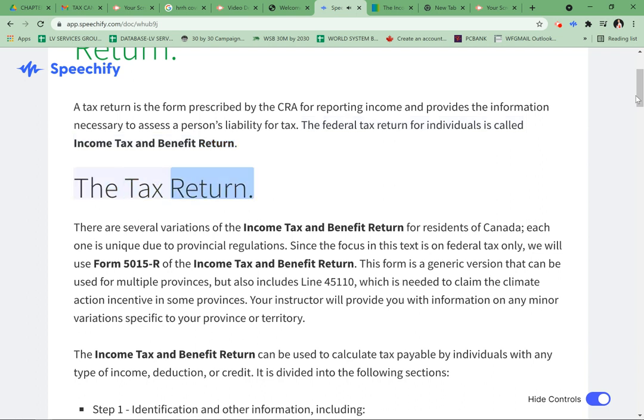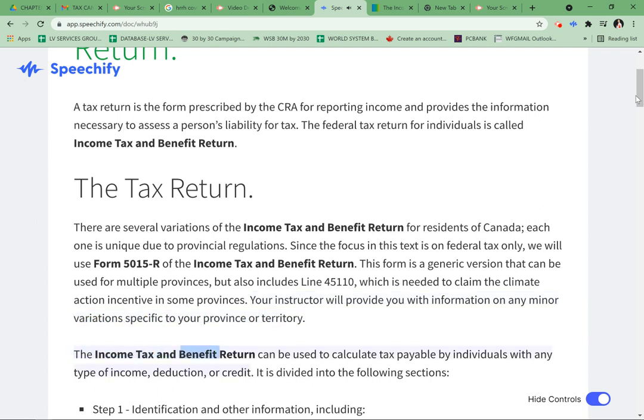The tax return. There are several variations of the income tax and benefit return for residents of Canada. Each one is unique due to provincial regulations. Since the focus in this text is on federal tax only, we will use Form 5015R of the income tax and benefit return. This form is a generic version that can be used for multiple provinces, but also includes line 45110, which is needed to claim the climate action incentive in some provinces. Your instructor will provide you with information on any minor variation specific to your province or territory.